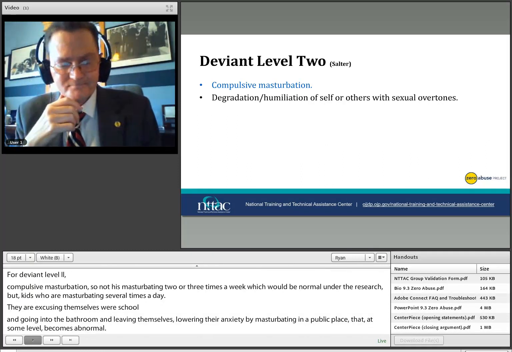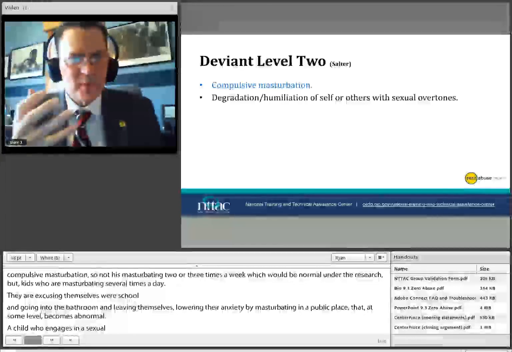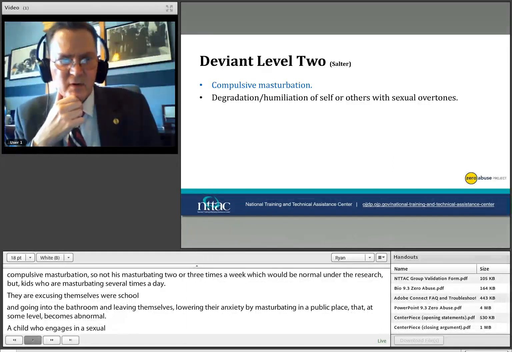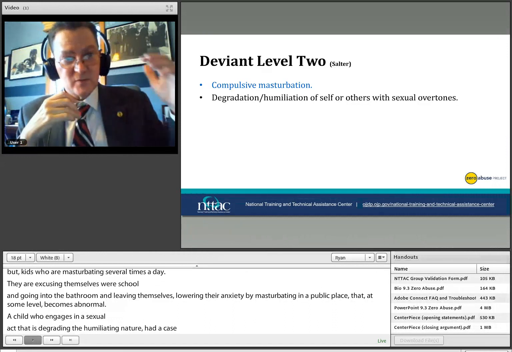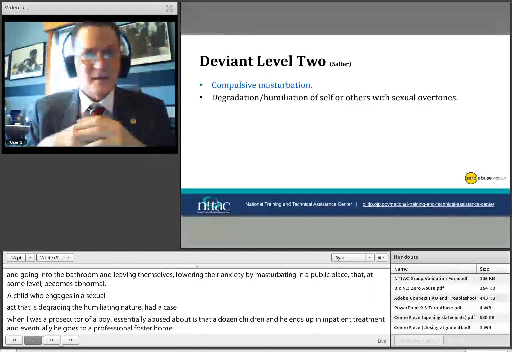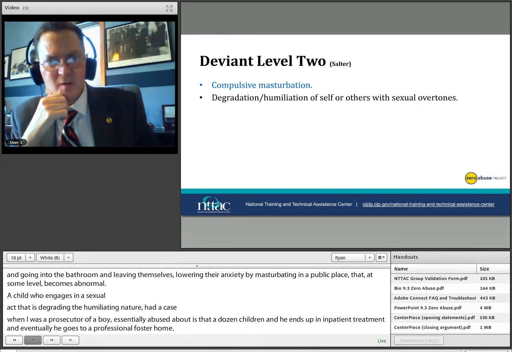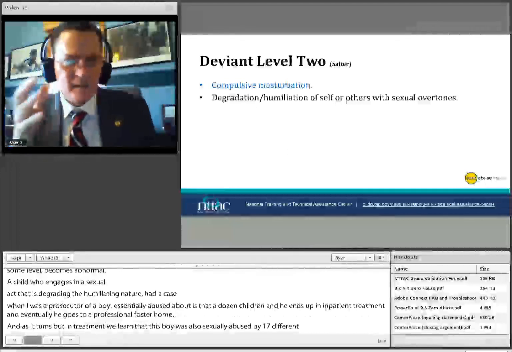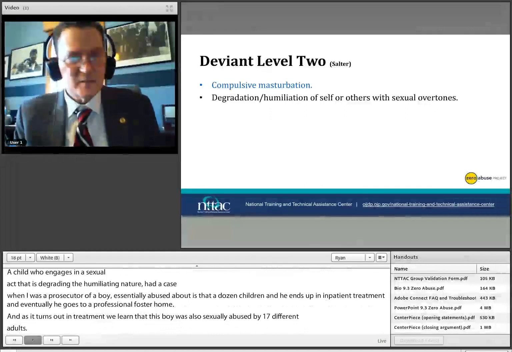Her mid-category of deviance, deviant level 2, compulsive masturbation. So not kids masturbating 2 or 3 times a week, which would be normal under the research, but kids who are masturbating several times a day. They're excusing themselves from school and going into the bathroom and relieving themselves, lowering their anxiety by masturbating in a semi-public place. That, at some level, becomes abnormal. A child who engages in sexual acts that are of a degrading or humiliating nature.